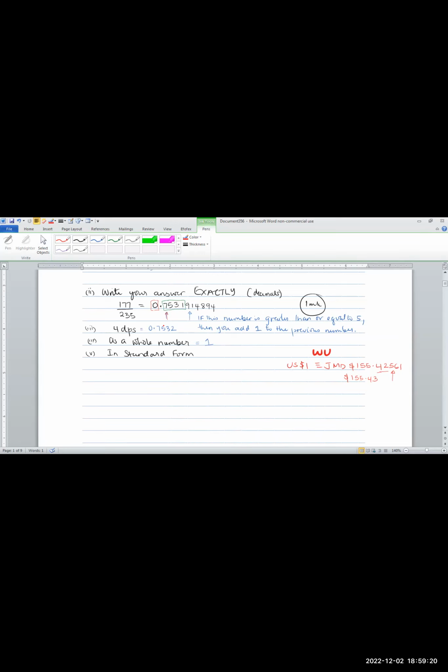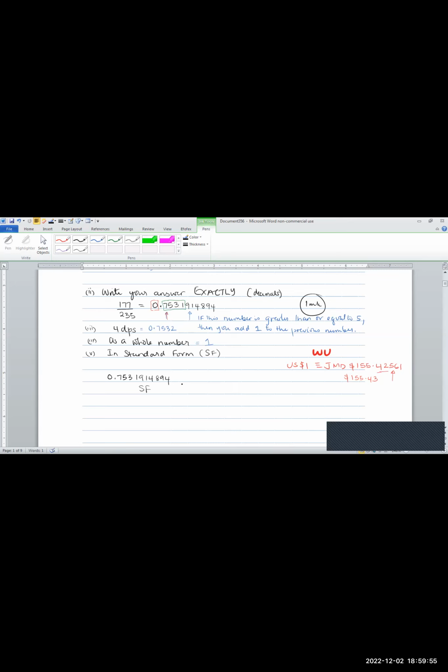Standard form. Watch me. I'm writing about the number 0.7531914894. In standard form, it's going to be of the form standard form, and we're going to call it SF.